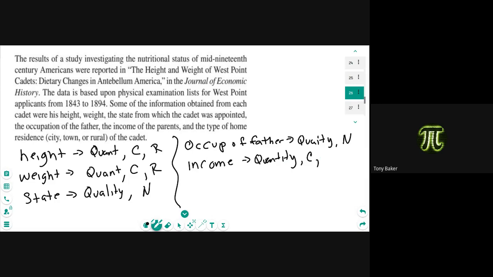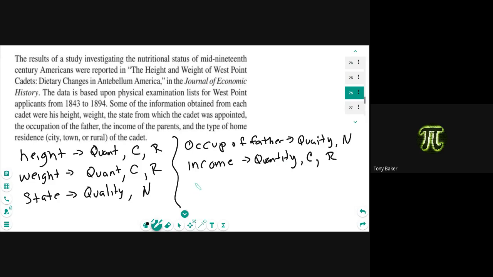Is it interval or ratio? You can divide incomes. Think about incomes: you talk about the 1%, the 10%. You could definitely do division with incomes and get them. So that'd be ratio.